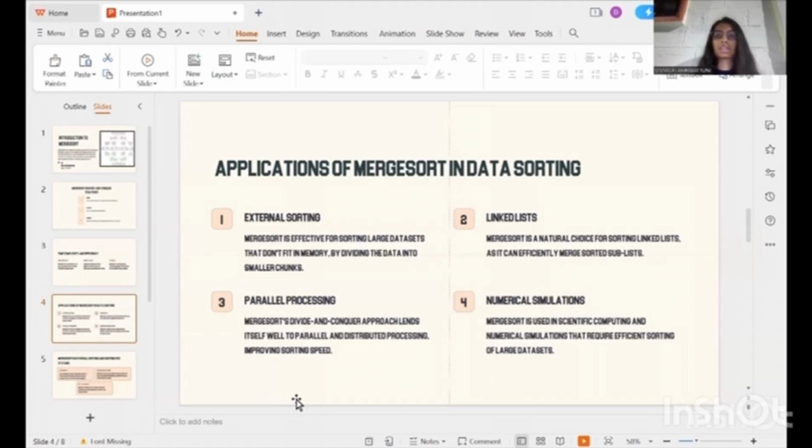Now linked list. Linked list is the best example for merge sort, where a linked list is a data structure in which we cannot access the elements directly. Instead, we need to update the pointers and perform operations. The same thing merge sort will do. That means it will sort the linked list by updating the pointers. It is one of the best examples for merge sort.